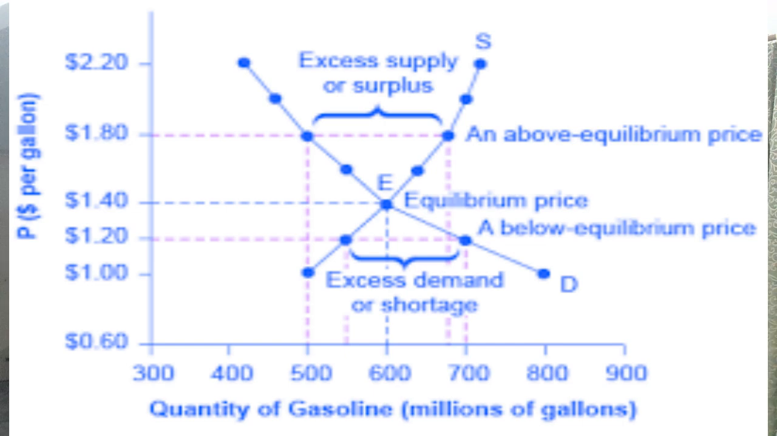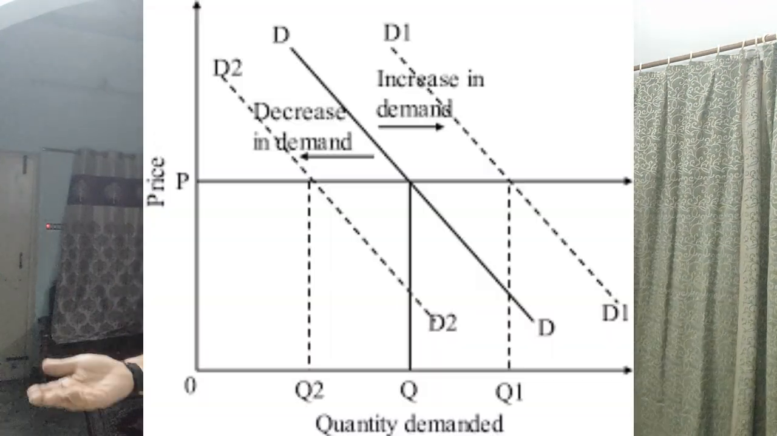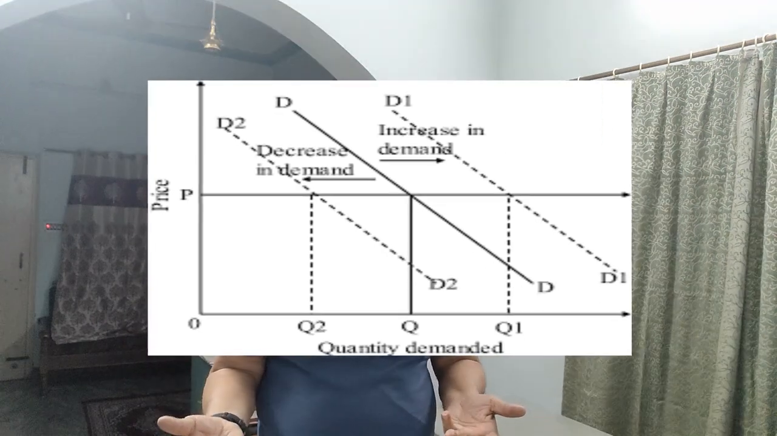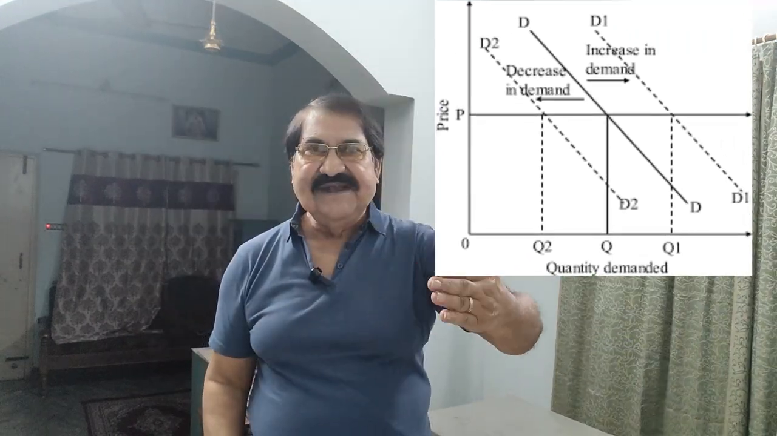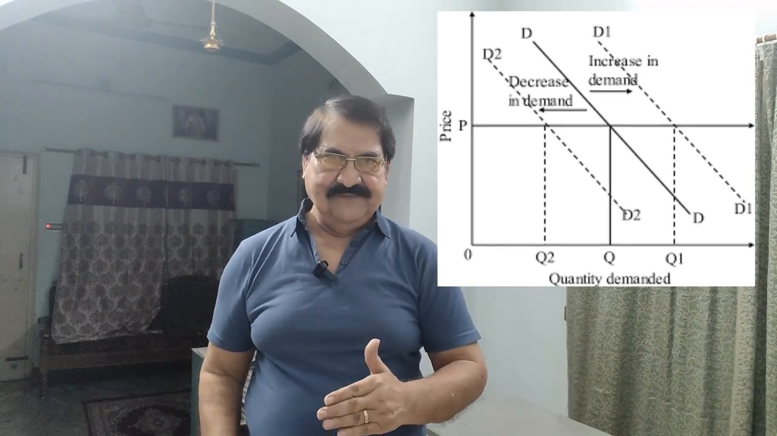A shift in demand curve occurs rightward or leftward when there are changes in factors other than price. When price changes, quantity demanded changes, that would be a movement along the demand curve. But when price remaining the same, any of the other determinants of quantity demanded changes, then it would lead to a shift in demand curve either rightward or leftward.